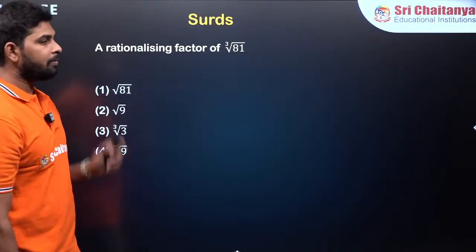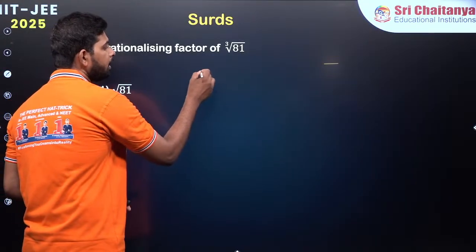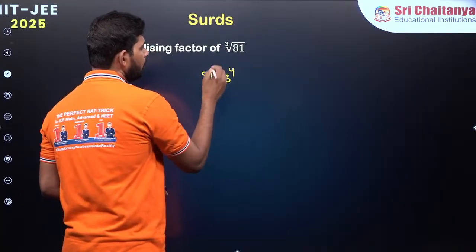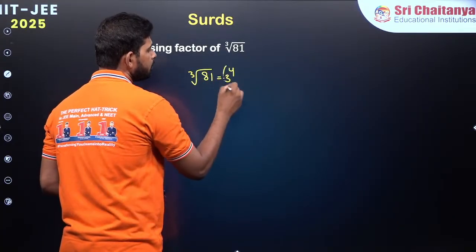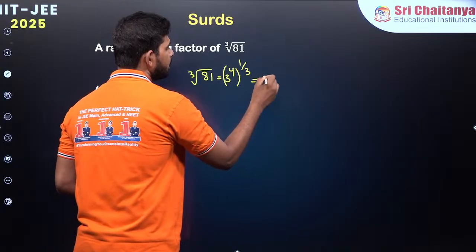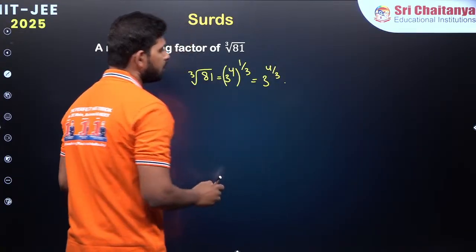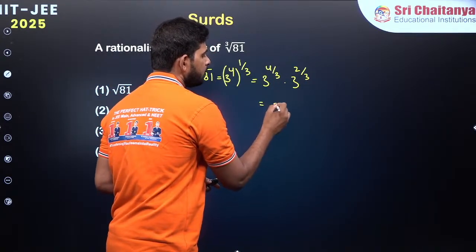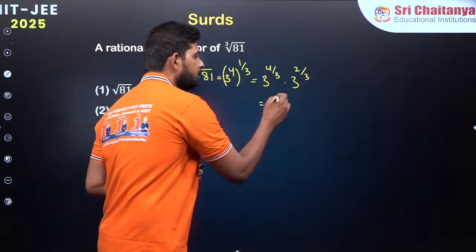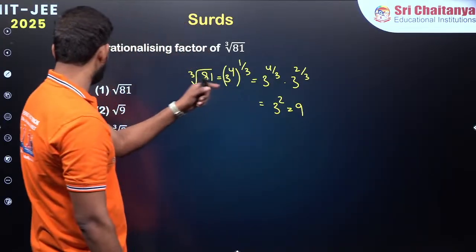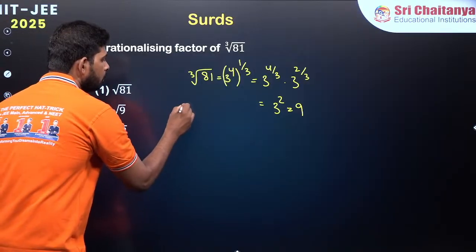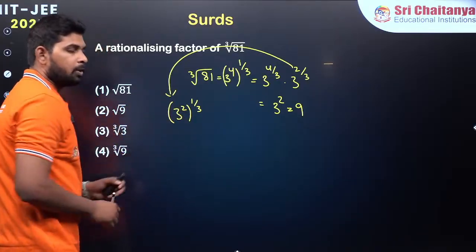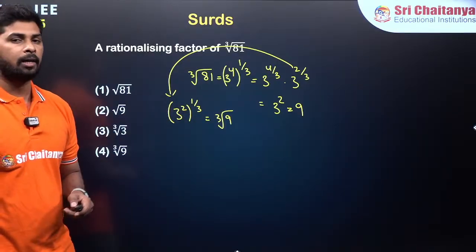And what is the rationalizing factor of cube root of 81? 81 you can write here as 3 power 4. Now here cube root of 81 is nothing but whole power 1 by 3 we are writing, which is giving us 3 power 4 by 3. We just need here 2 by 3, so that we are going to get an integer by adding these two. So 4 plus 2 is giving us 6 by 3, which is 2 there. So 9 you are going to get. So 3 power 2 by 3 we need, 3 power 2 whole power 1 by 3 we need, that is this here, right? So 3 power 2 is 9 there.